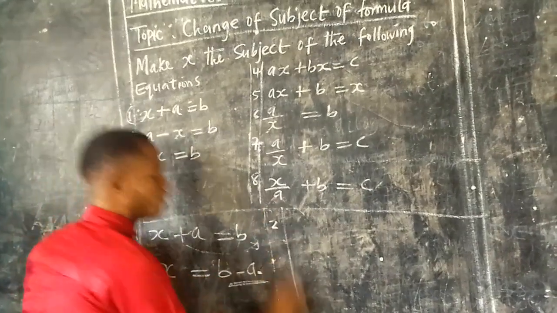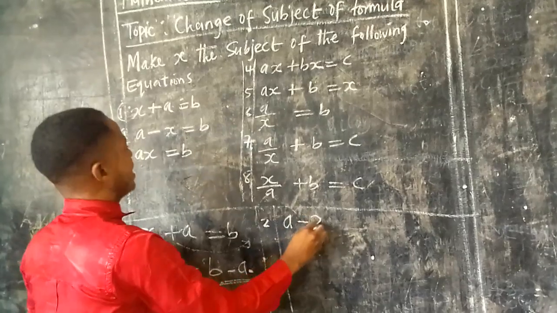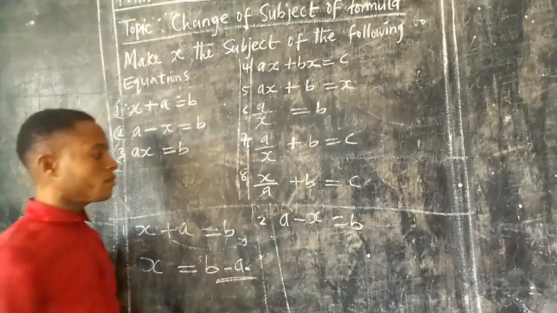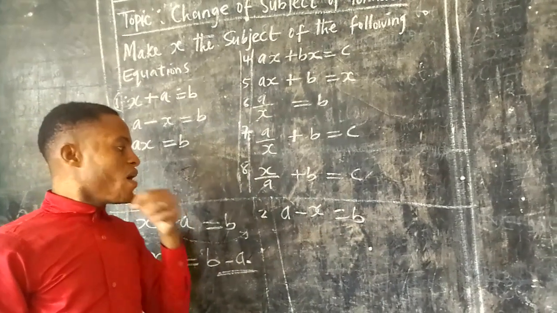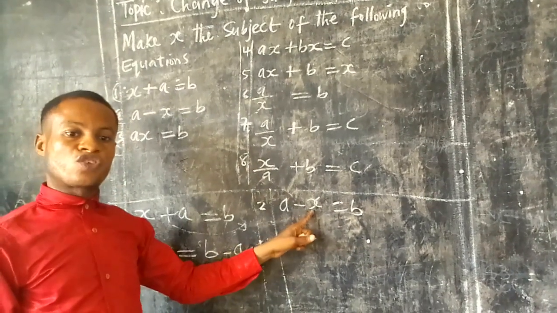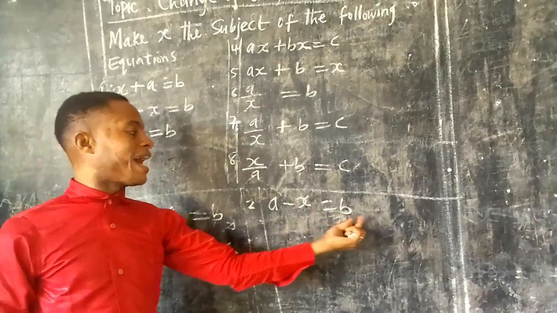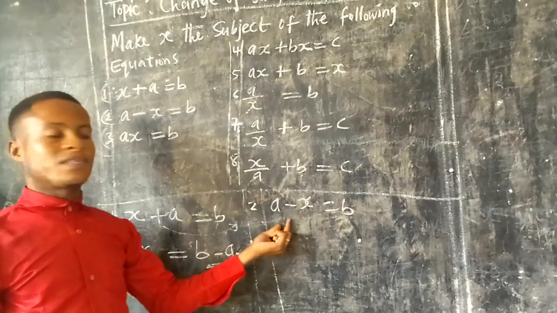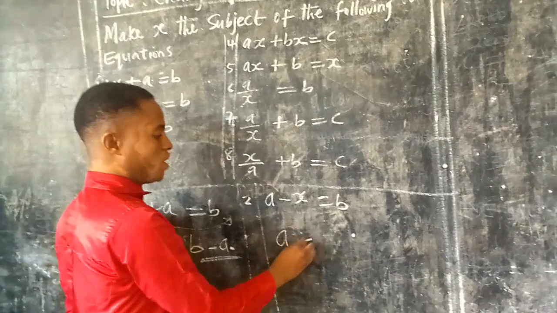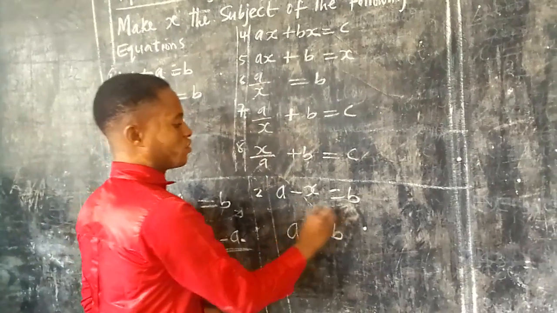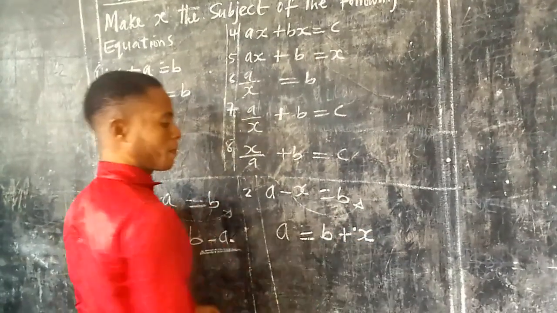So moving over to number two, we have a minus x equals b. A minus x equals b. So we have to make x the subject of formula, you remember? So I have to move minus x to this side and bring b to this side. And for me to move minus x to this side, I will have a equals b, and minus x moving to this side changes to plus x.